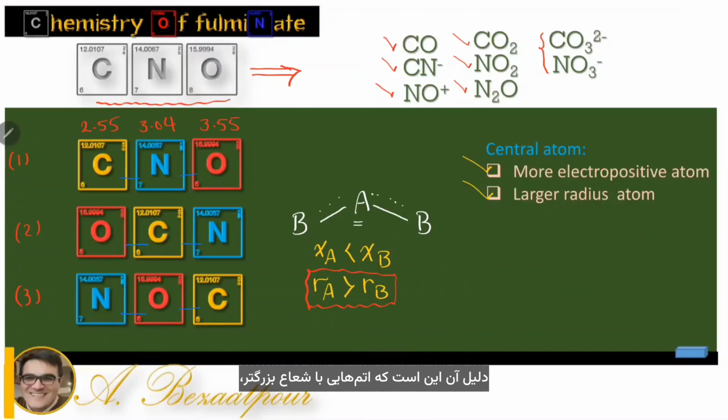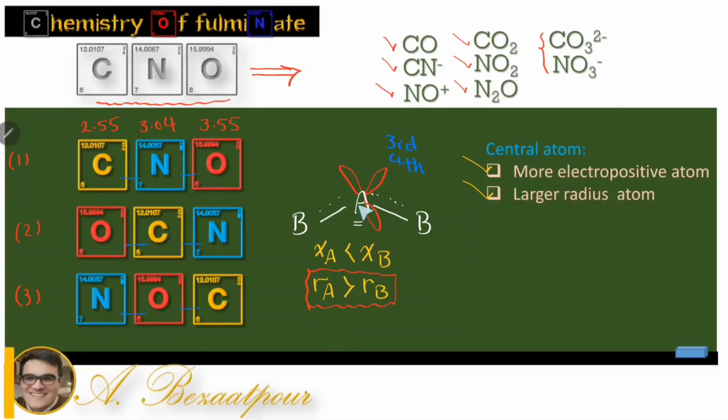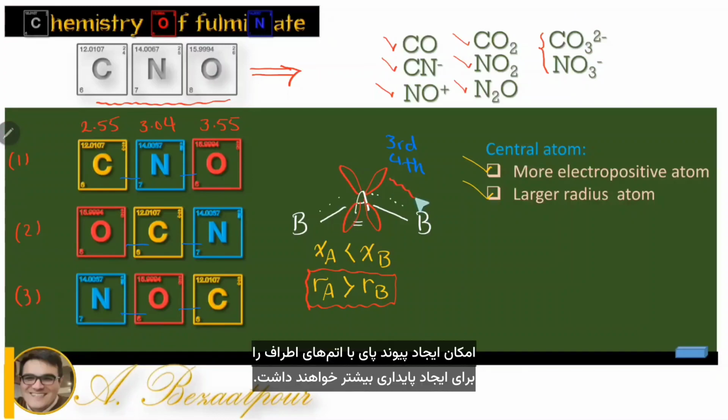The reason is that the atoms with larger radius probably belong to the elements of the third and fourth periods of the periodic table and have suitable orbitals such as d, and if needed, they will have the possibility of establishing pi bonds with the surrounding atoms in order to gain more stability.